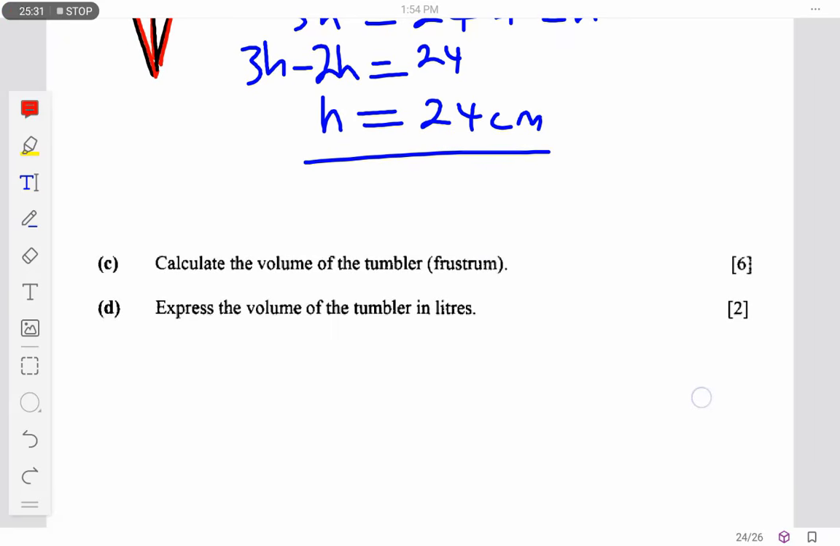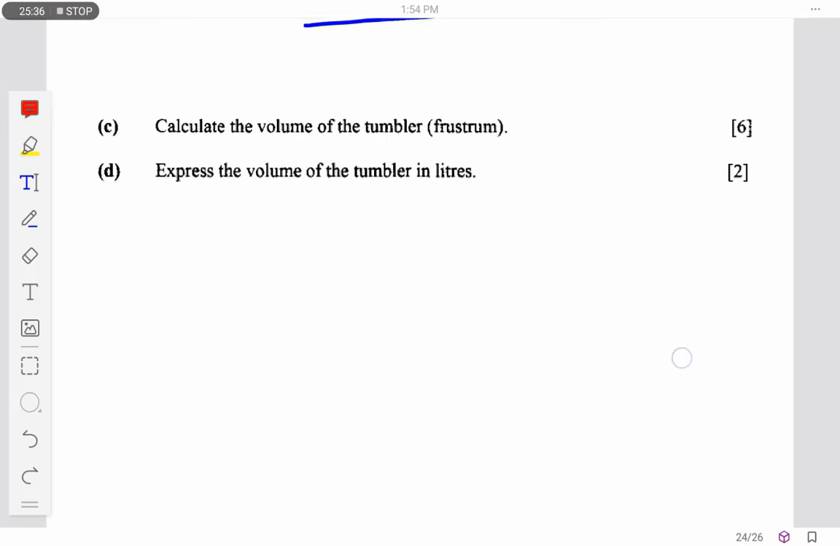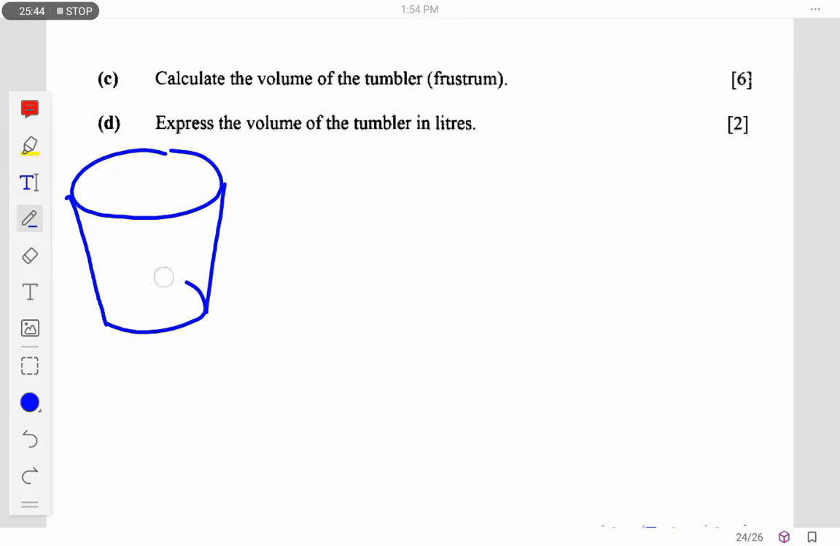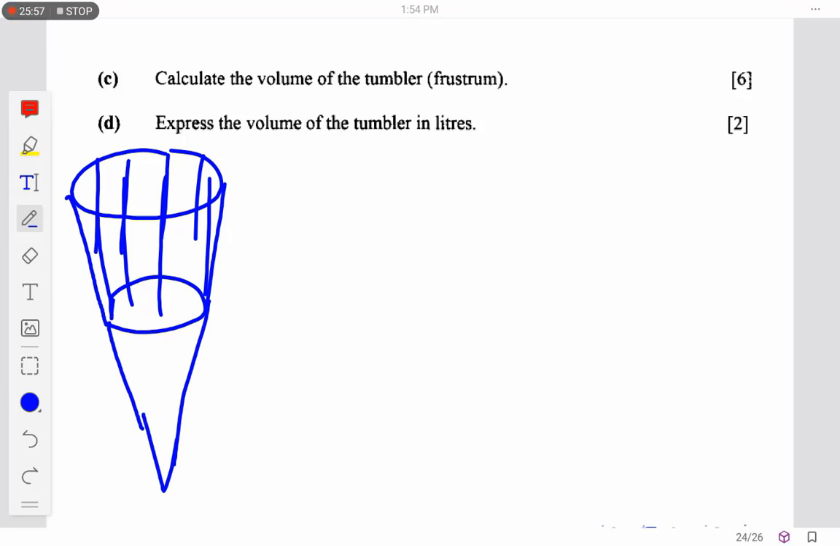Calculate the volume of the tumbler, which is the frustum. So basically the volume that we are looking for is this one. We have our bigger part here and we have the smaller here. This is the volume we are looking for. But how do we calculate that? We are going to consider that this is a cone, bigger cone, minus the area of the smaller cone. Then we get the remaining part that I have shaded there from here to here. Okay, so let's do that.